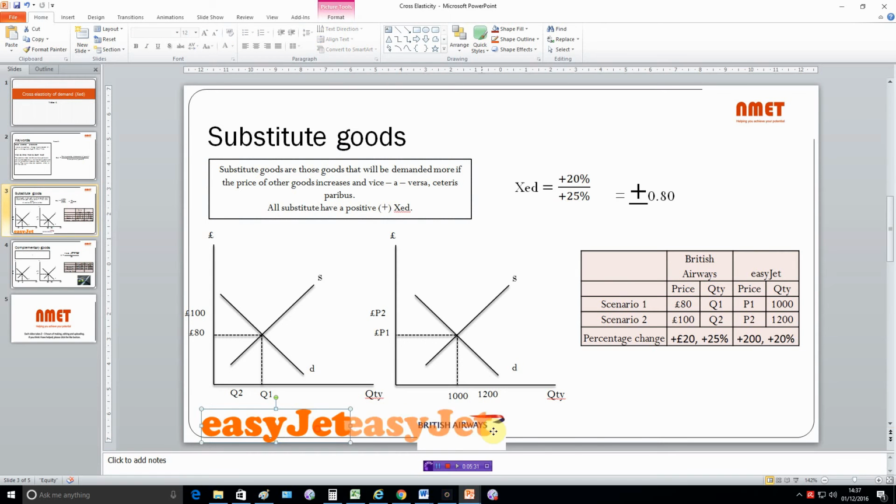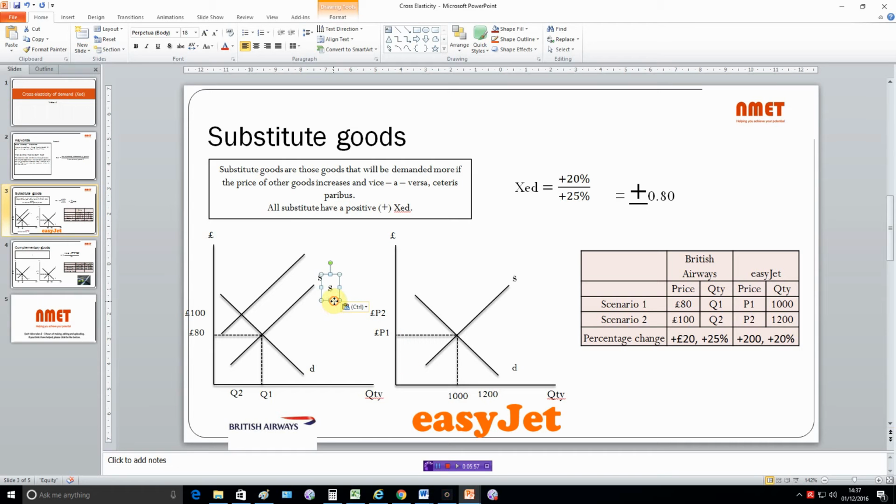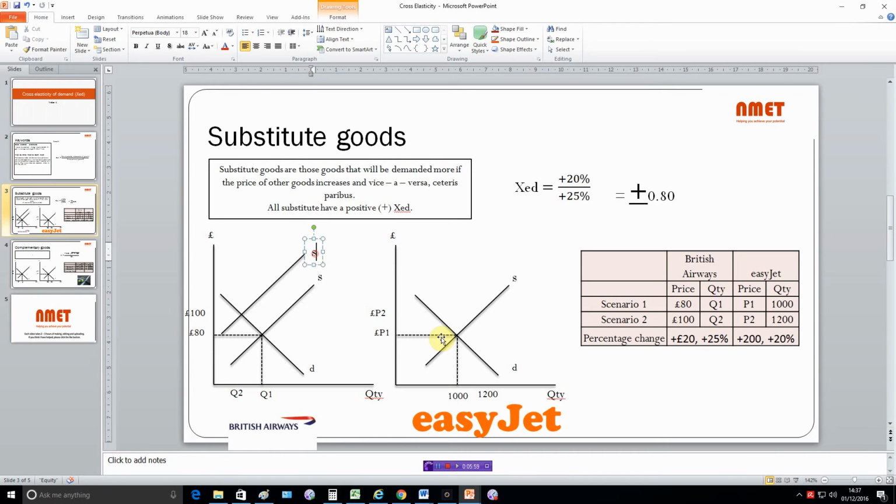I need to change these logos, they're in the wrong place because we've been talking about British Airways increasing their price and EasyJet in terms of their seats increasing, right? We can show this in terms of diagrams. Diagrammatic representation: the supply curve for British Airways has shifted left. What do you think could be the reason for the supply curve for British Airways to shift left?